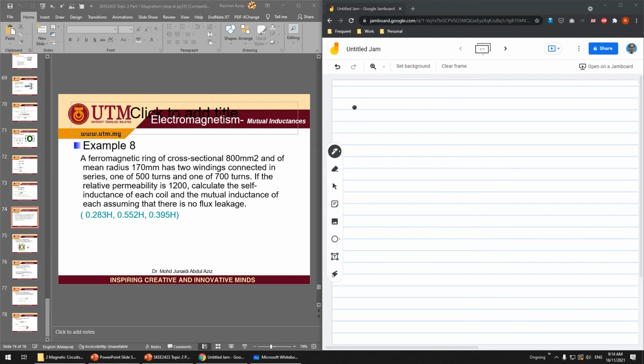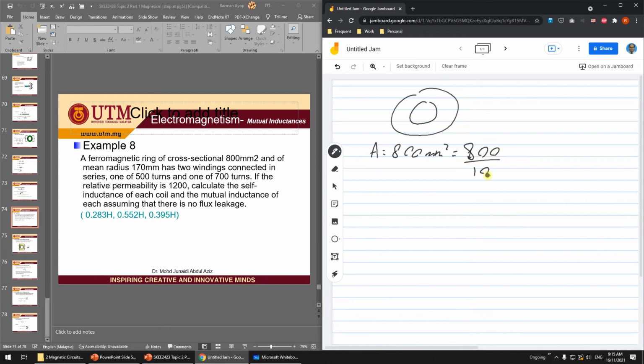We continue with some practice with the mutual and self inductor. You can see here there are ferromagnetic rings, basically rings something like this, with a cross-section area of A equals 800 millimeter squared. Of course you have to change it to SI unit, so it equals 8 times 10 to the negative 4 meter squared.